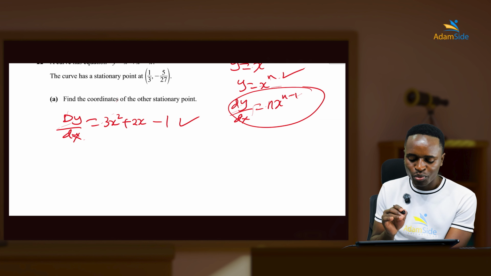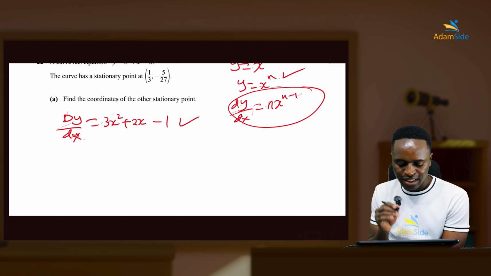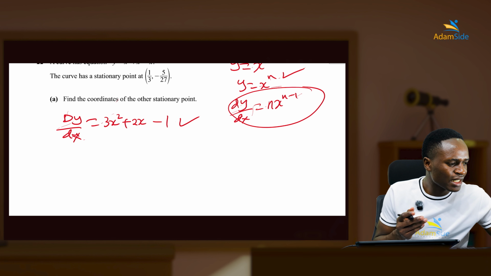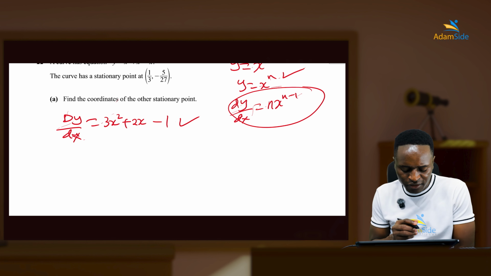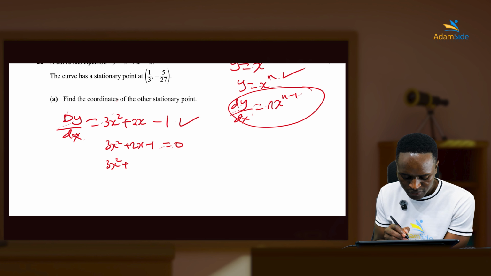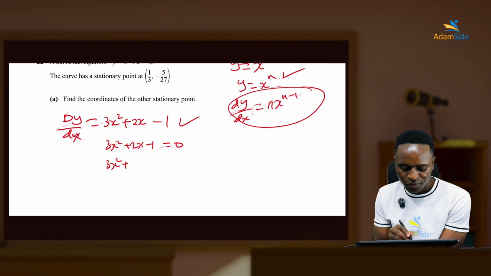Then the curve has a stationary point at 1, 3 and negative 5, 27. Find the coordinates of the other stationary point. We can factorize. After finding the derivative, we say 3x squared plus 2x minus 1 is equal to 0, equate. Then let's find two numbers that if you multiply, you get negative 3, and if you add, you get 2.